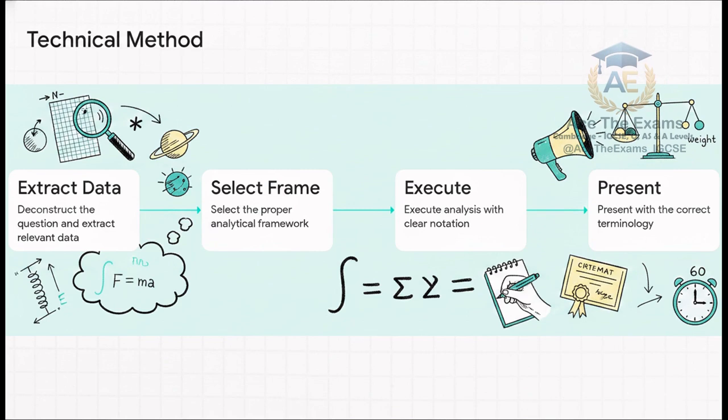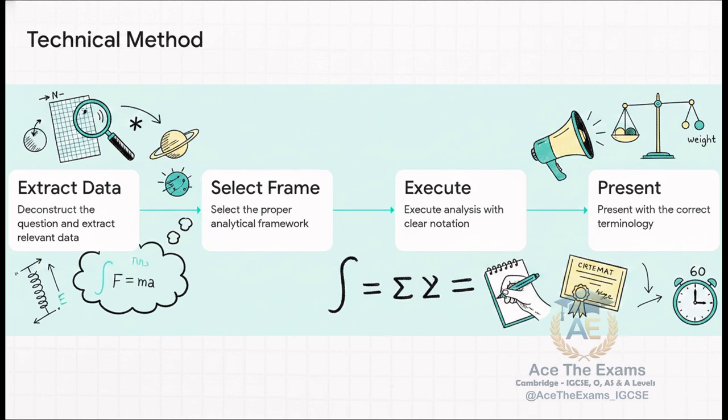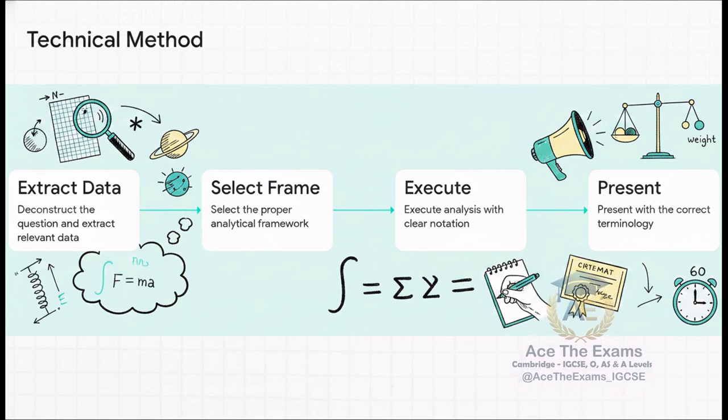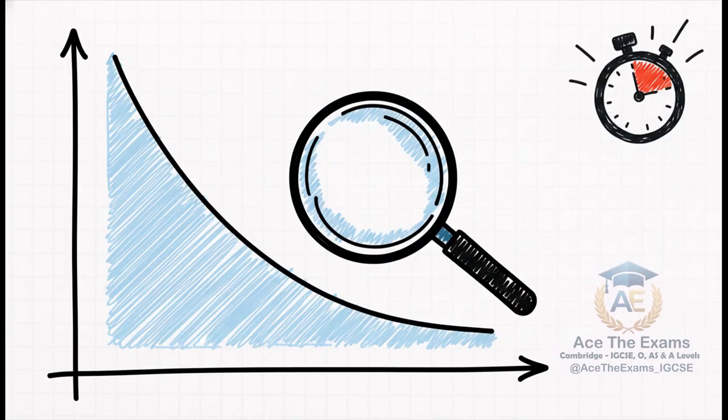Imagine you had just 60 seconds to rewrite a flawed, messy answer. The transformation using these 4 steps is immediate. You'd extract the planet's mass, select the appropriate framework, let's say W equals mg, you'd execute the calculation clearly and present the final answer specifically as a force measured in newtons. Boom. Full marks.